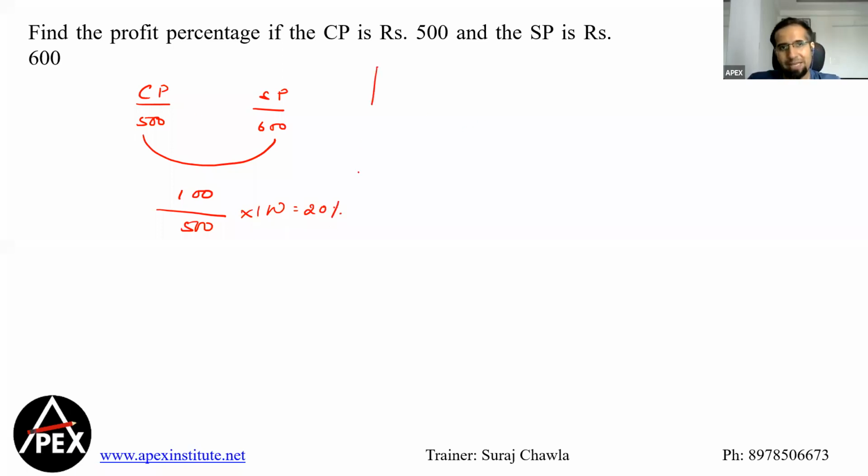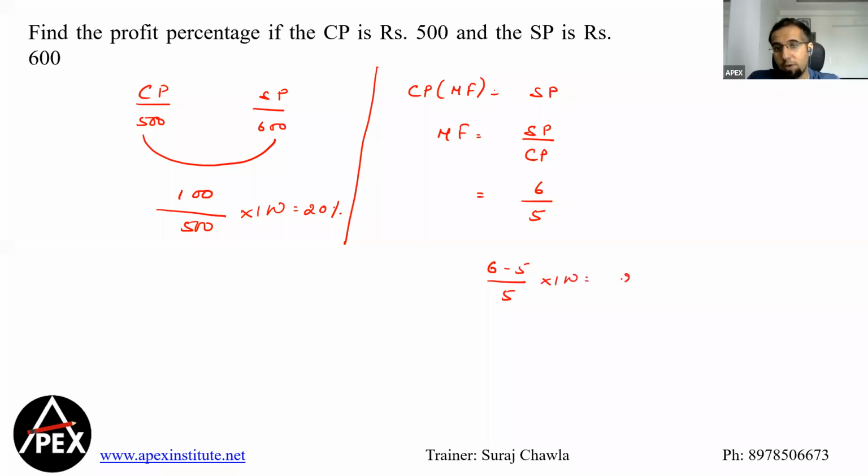Had I been in your place, I can remember that CP into multiplying factor is equal to SP. The multiplying factor I should remember is SP by CP, which is going to be 6 by 5. When it's 6 by 5, remember from the multiplying factor, what is the percentage change? Numerator minus denominator by denominator into 100, and that's going to be how much? 20% change, plus 20%. So there is a profit of 20%.